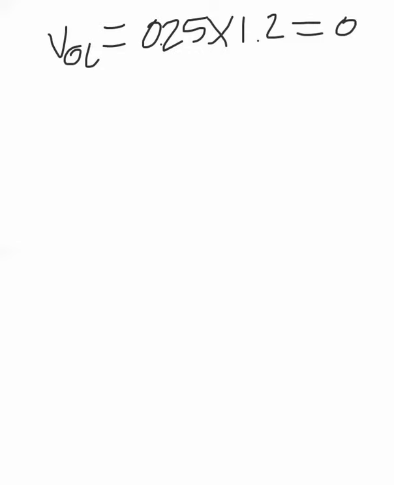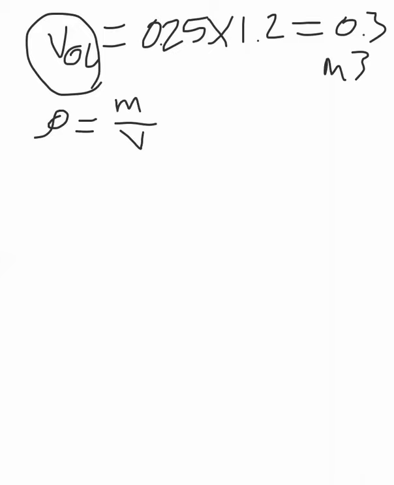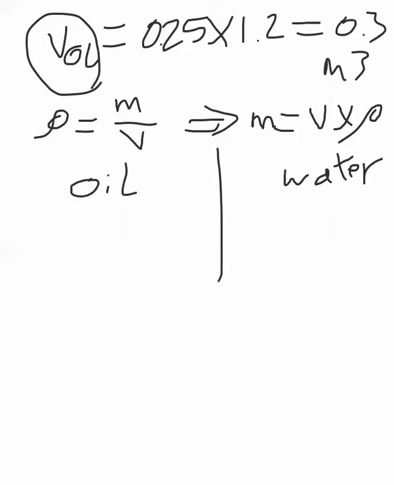Number 2, he gives me the density of the oil and the density of air. He wants the mass of both of them which can fill this volume of the cylinder. Okay, we know that density equals mass over volume, and to get the mass, it will equal volume times density. We will calculate this for oil and for air. Mass for oil equals volume times rho, and it's the same for the air.